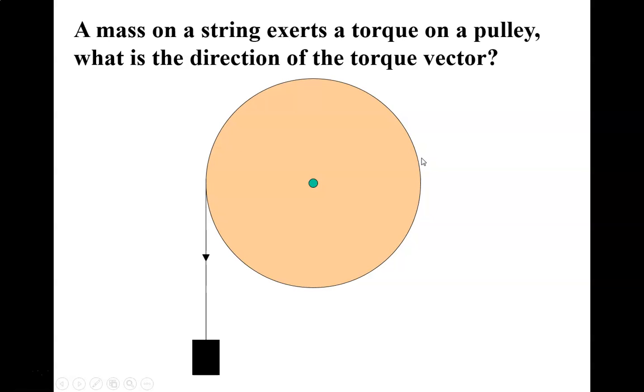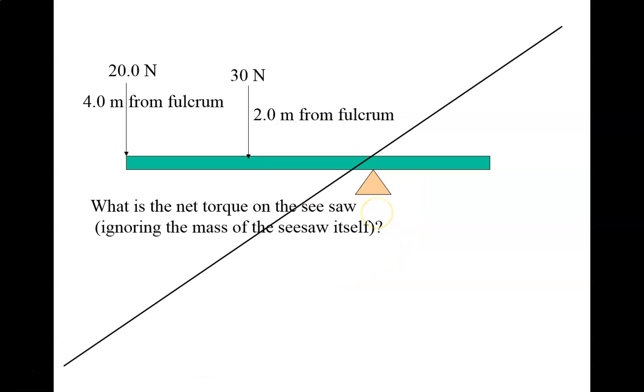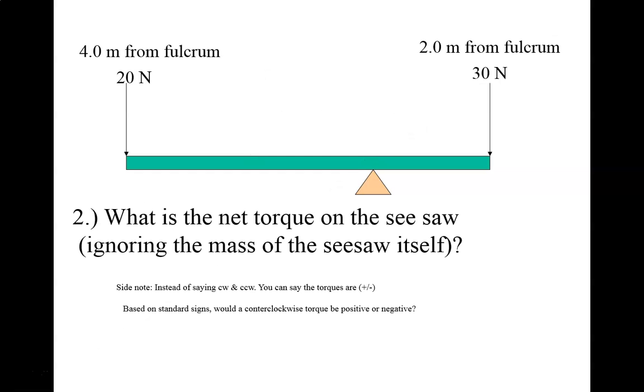So what would the direction of this torque vector point? This weight is trying to cause this wheel to spin in the counterclockwise direction. Okay, so curl your fingers in the counterclockwise direction. Okay, and where does your thumb point? Your thumb points out of the screen, that's what I meant, out of the screen, out of the page. So that would be the direction of a counterclockwise torque vector. Okay, like that.